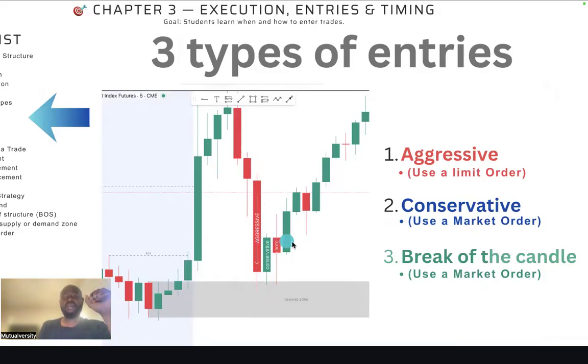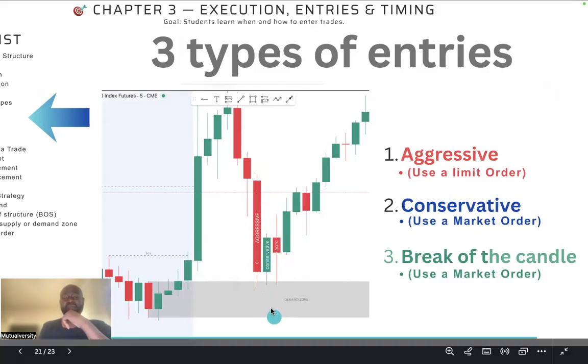Now, the break of the candle entry. Let's say you don't want to enter aggressively and you don't want to enter conservatively, you want more confirmation. You wait for the break of the candle entry, which is waiting for a new candle to go past the conservative candle. As soon as it breaks past it, you press buy. You enter the trade and you put your stop loss underneath the candle instead of underneath the zone.